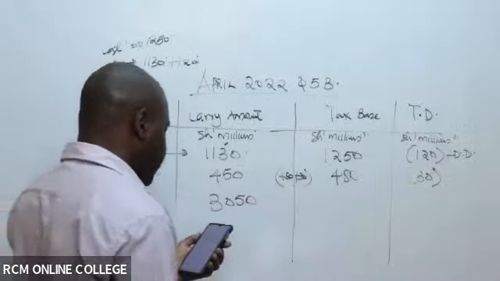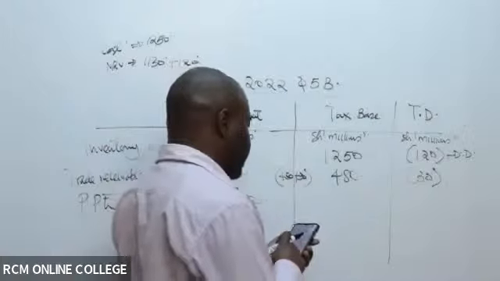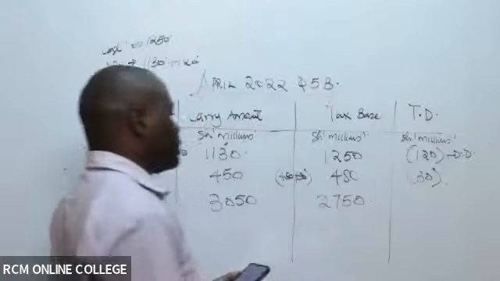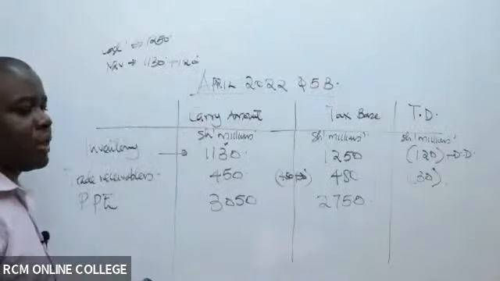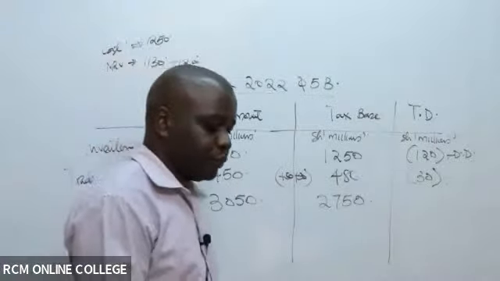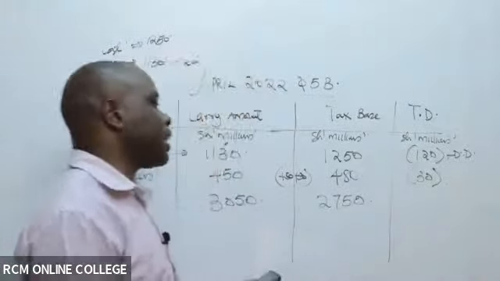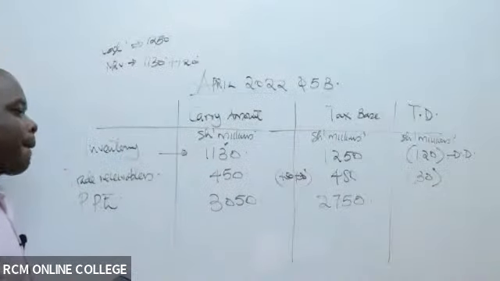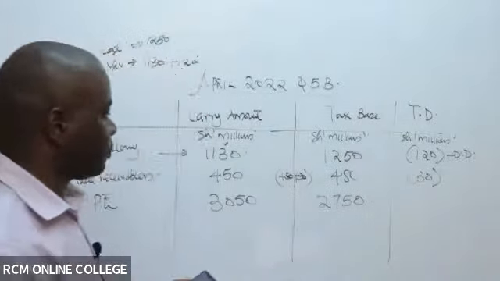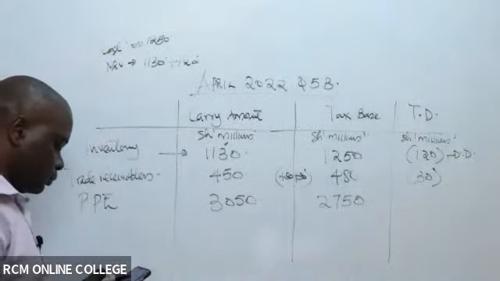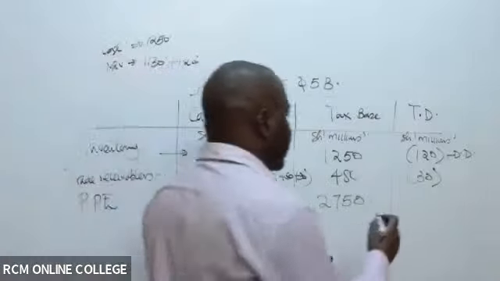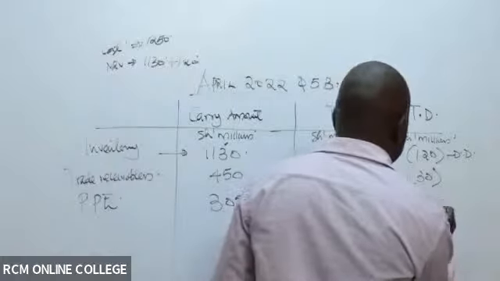30-50. And in this case, a tax base that we've just been given directly, a tax base of 2750. So that means our temporary difference will be how much? It will likely be 300.